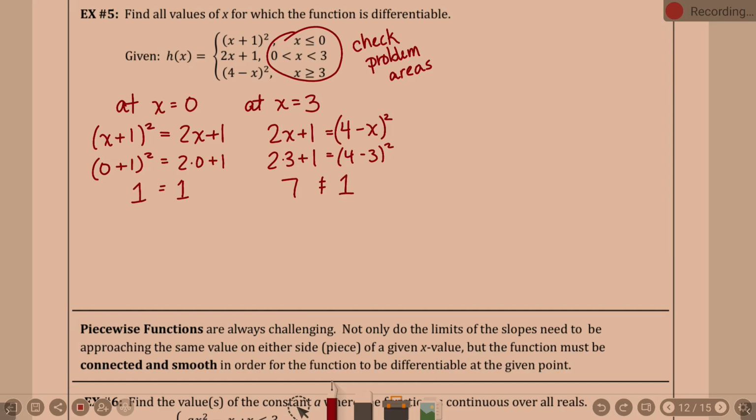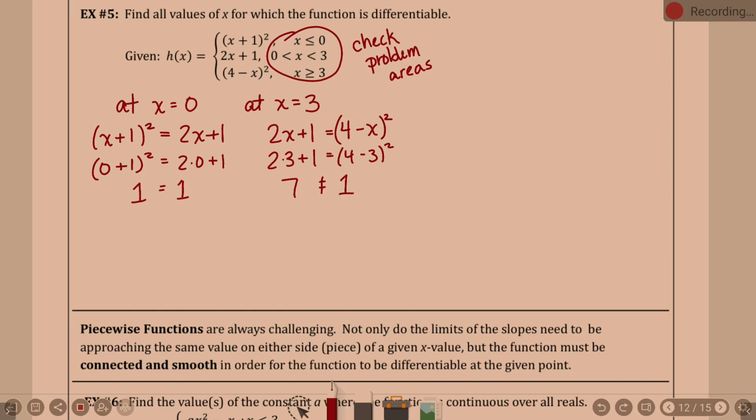Because it says find all the values, it's just negative infinity to 3, right? And then 3 to infinity. Basically, we just need to exclude the value of 3. Because it's not continuous there, so it's not going to be differentiable there.